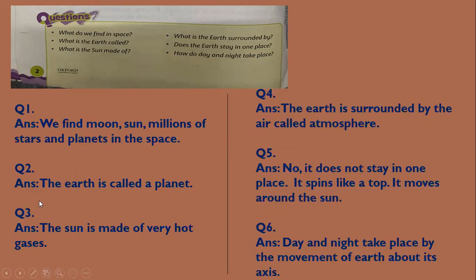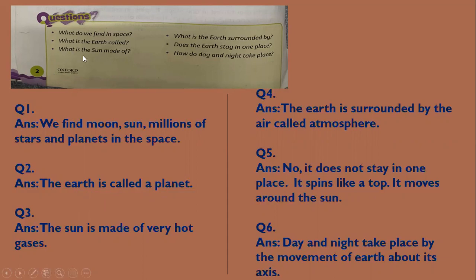Then question number 2, what is the earth called? Hurry up quickly. The earth is called a planet. Our earth is one of these 8 planets. And remember, earth is on the 3rd place. Mercury, Venus, then our earth. So the earth is called a planet.